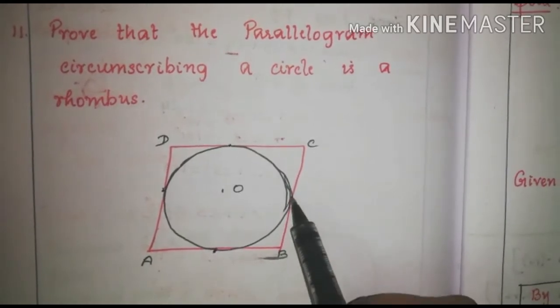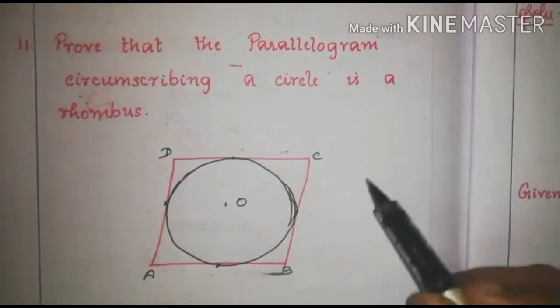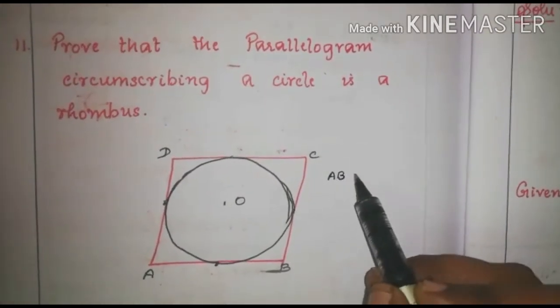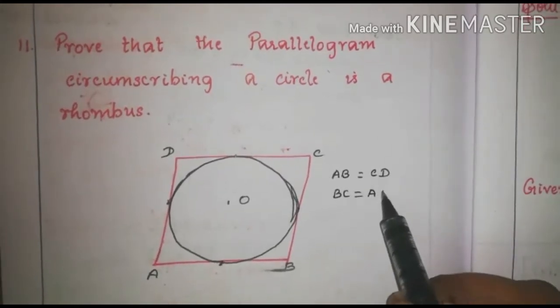And then what you do, since it is given a parallelogram, we can say the opposite sides are equal, that is AB is equal to CD and BC is equal to AD.